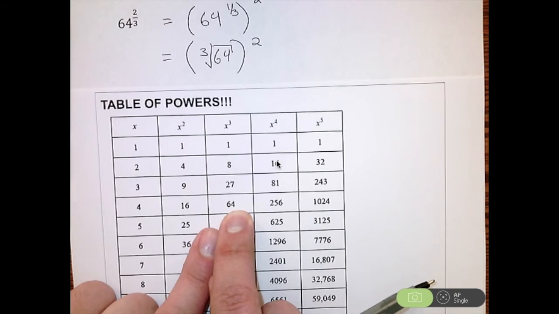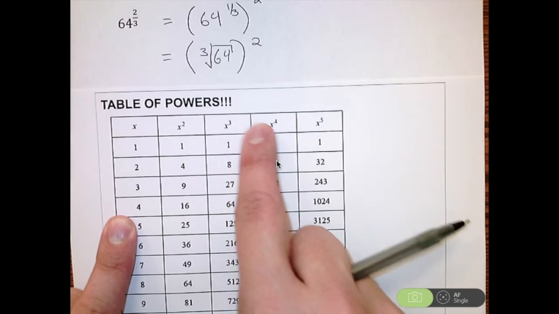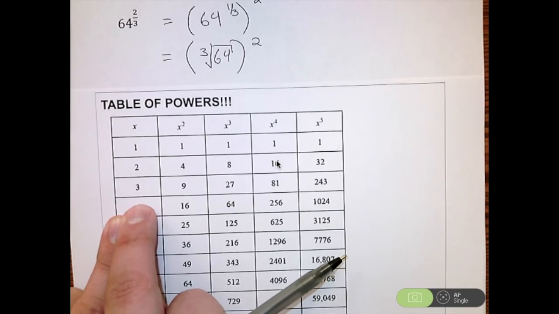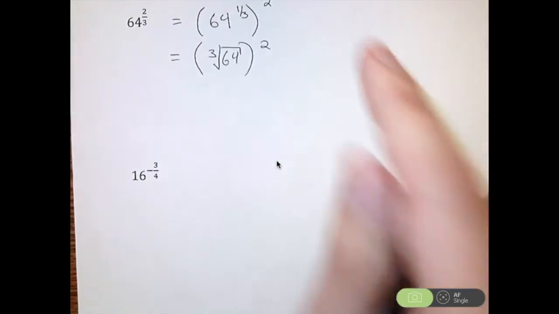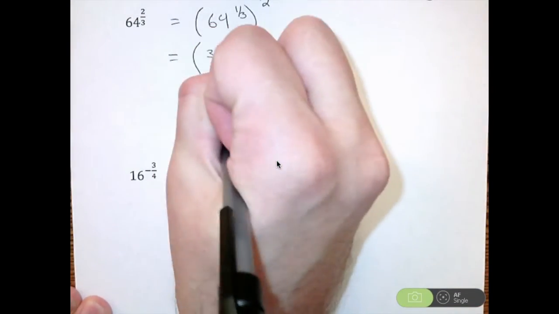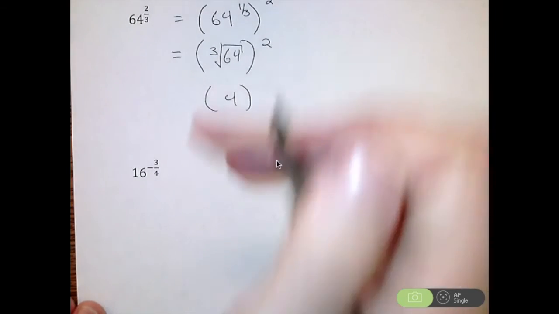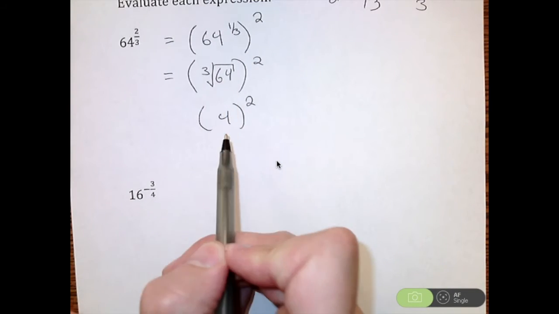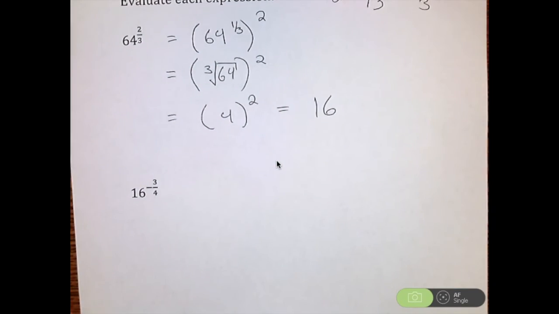If we work backwards and go all the way to the left, you get 4, because 4 to the third power is 64. So I start up here, find my number, and go back to my single digits. So 4 to the third power is 64. I'm going to replace the third root of 64 with a 4. Next, I still have that 2 on the outside. I've simplified the inside of the parentheses and I'm going to work my way out. So 4 squared is 16. That would be our answer there.